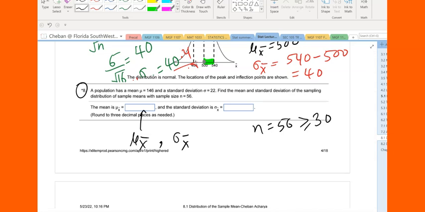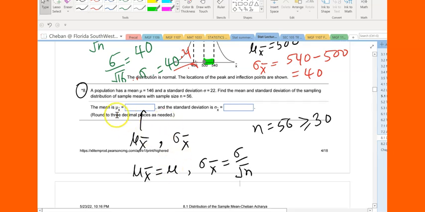Here mu x bar is the same as mu, and sigma x bar is the same as sigma over square root of n, and every piece of information here is rounded to 3 decimal places, you get the answer. Okay, that's pretty simple.